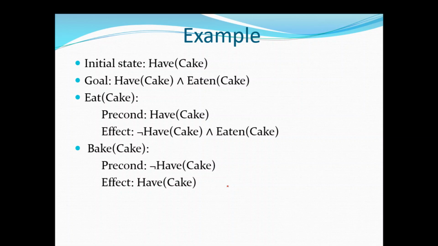So fine, let us try to understand the planning graph with an example. This is the initial state, which says have cake. That means the cake is available. And this is the goal state. The goal state says have cake and eaten cake. It says there should be a cake and also a cake should be eaten.